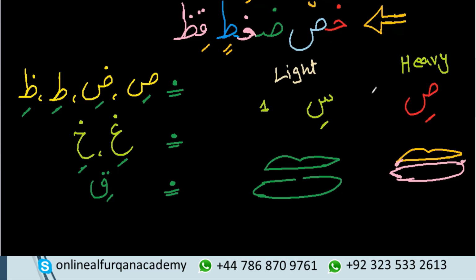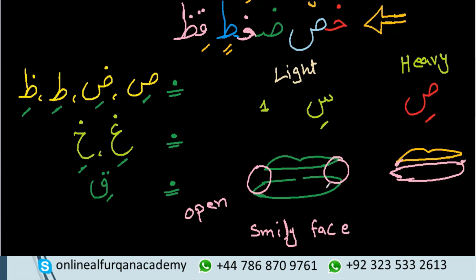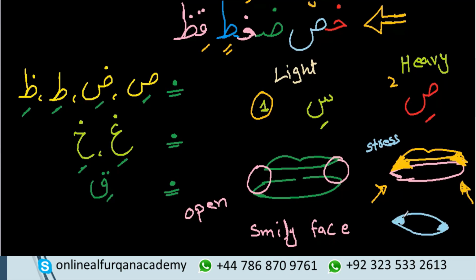Now to make a difference between them, we are going to do one thing. When we pronounce number 1, the edges of the lips, this area, are open, si, okay? This is open, like a smiley face. The edges of the lips are open. But when we pronounce letter sad with kasra, the edges of the lips are closed. We have to make a stress on the edges of the lips. Si. Make a stress on the edges. Did you get that? Here we have to make the stress on the edges when we pronounce letter sad with kasra. Si.